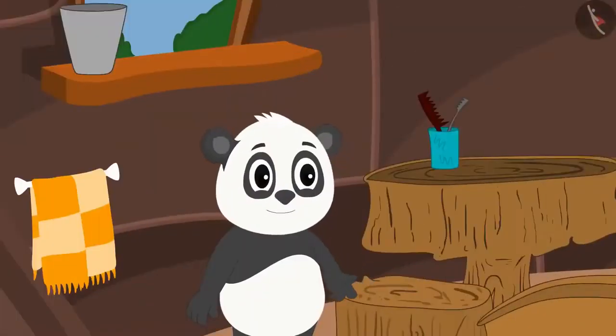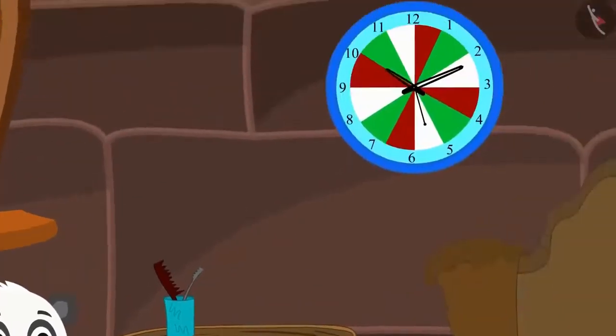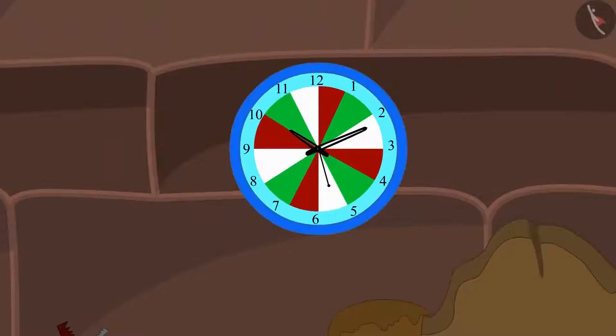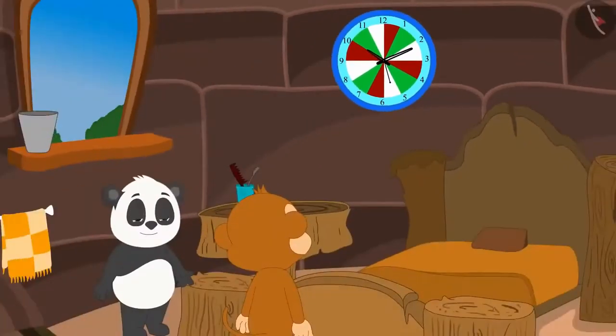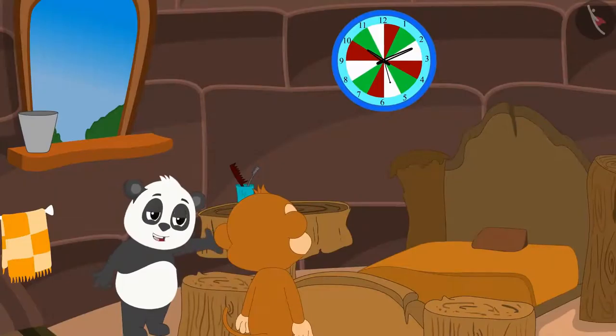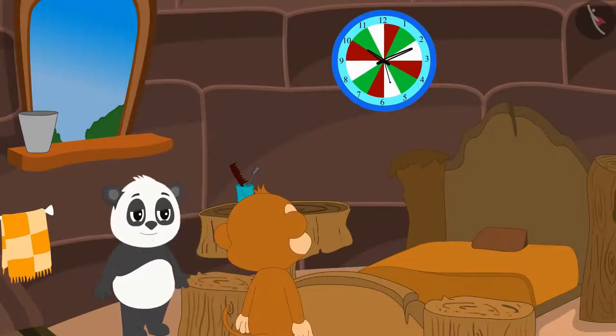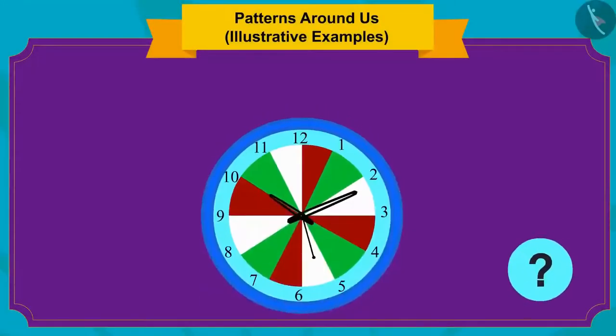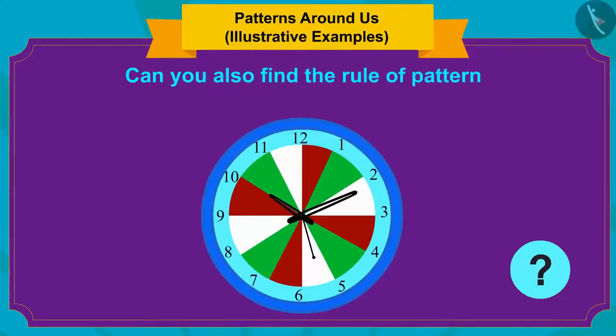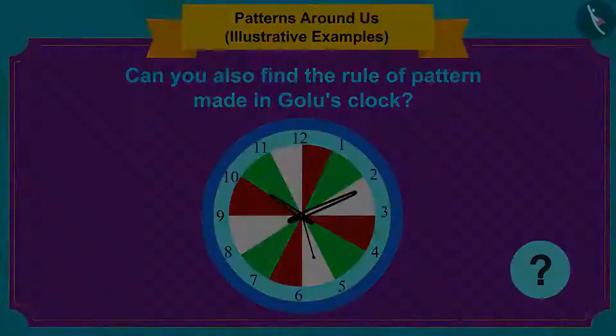Babban and Golu started to find more patterns in Golu's house. Golu looked at the clock hanging on his wall and immediately pointed at the clock to Babban and said, "Look, Babban, this is a kind of pattern in my watch as well. Can you understand what the pattern of this pattern is?" Children, can you also find the rule of pattern made in Golu's clock?